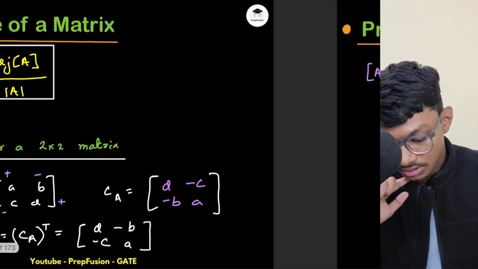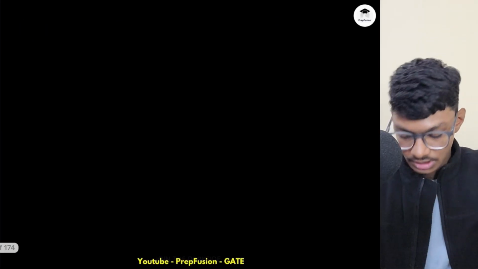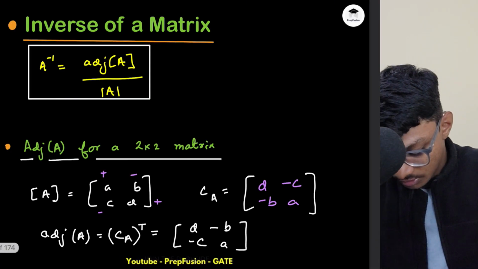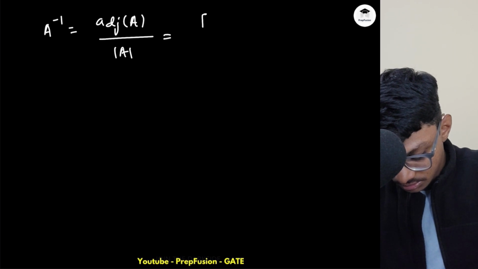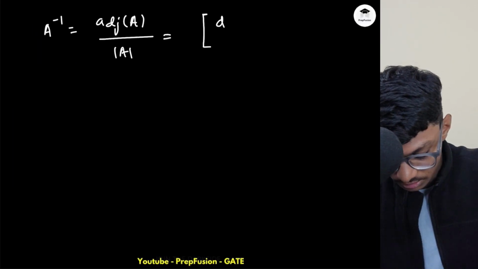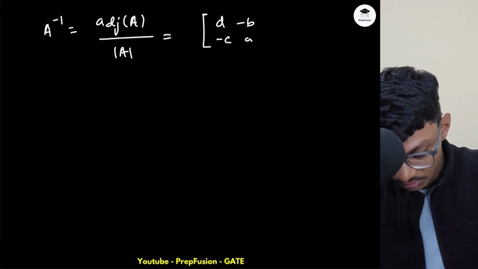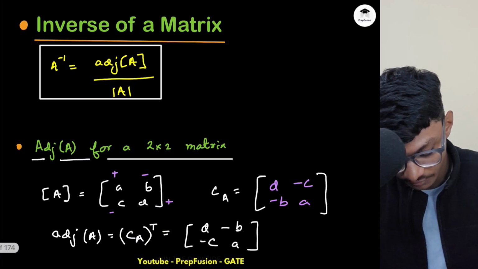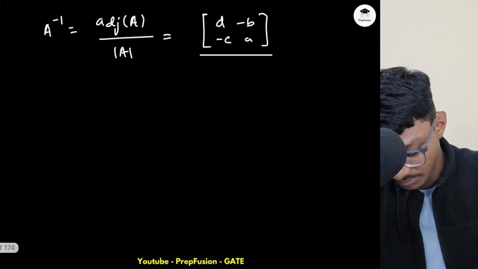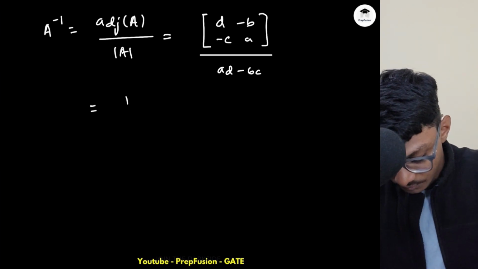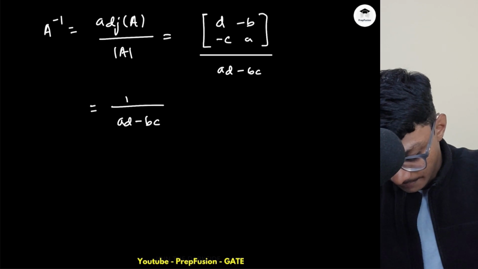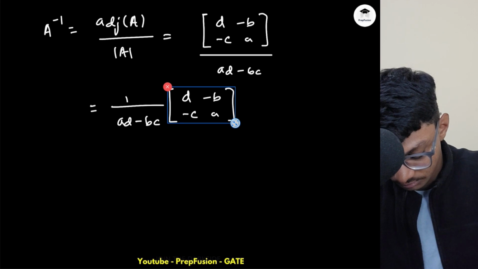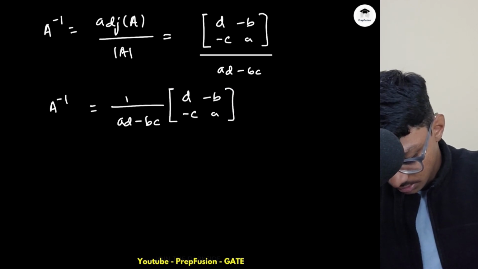Now what is my inverse? A inverse equals adjoint of A by determinant of A. Now obviously this equals [D minus B; minus C A], and we have to divide by the determinant of A. What is the determinant of A? AD minus BC. This is a scalar, so you can write in front 1 by AD minus BC. Okay, so this is my A inverse.